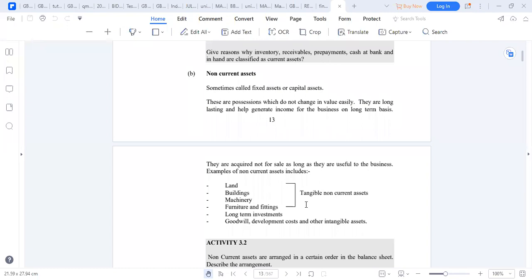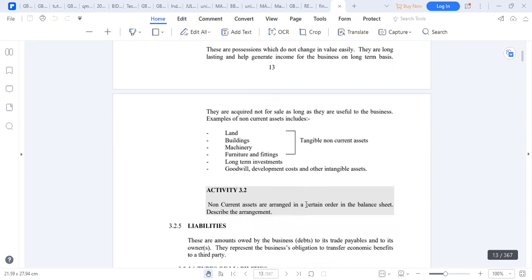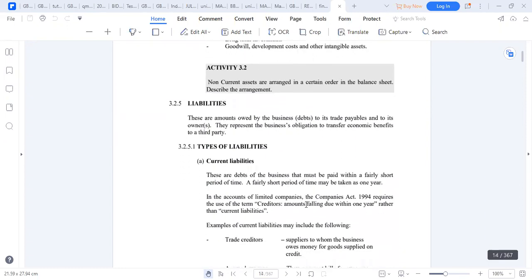So we have what we call tangible and non-tangible assets. We have land, buildings, machinery, fittings, and fixtures. These ones are tangible. We have goodwill, which is a non-current asset. It is an asset in the sense that it adds value for a long term. A good name to a business is a long-term investment, which is called an intangible asset.